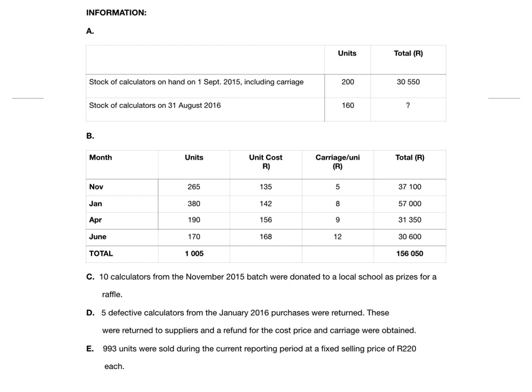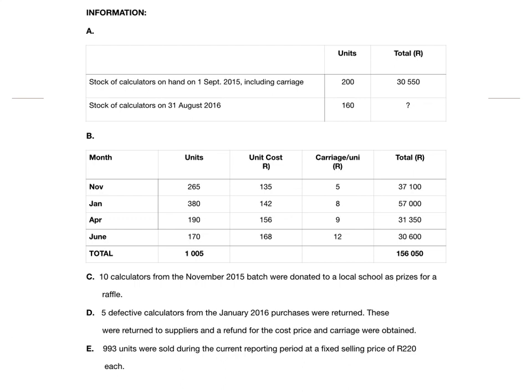This information here relates to opening balances, closing balance, and purchases. So we are told that at the beginning of the year, we had 200 units to the value of 30,550, and that 30,550 included carriage or transportation costs. At the end of the year, we had 160 units on hand. Purchases there in total amounted to 1,005 to the value of 156,050.